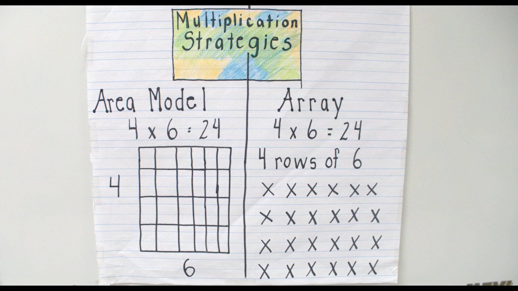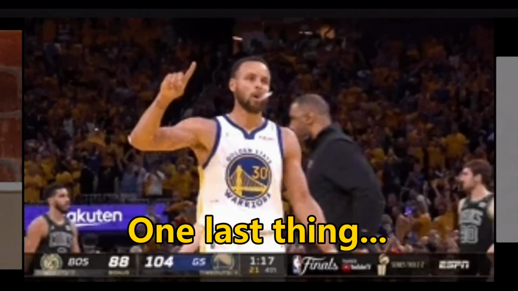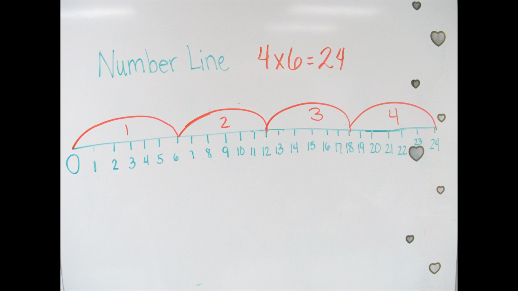Area models and arrays are very similar. The only difference is that one uses boxes or squares and the other uses X's. They both use the rows and columns method, or you could say the X and Y axis, to create those equal groups of multiplication. Our last strategy to discuss is the number line.